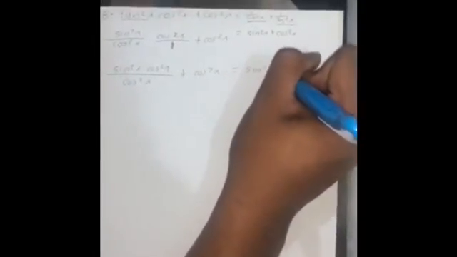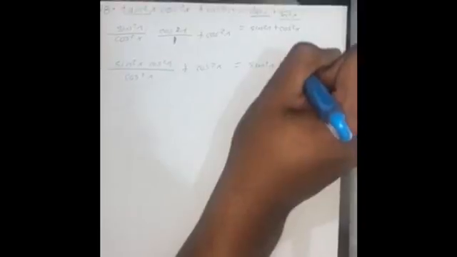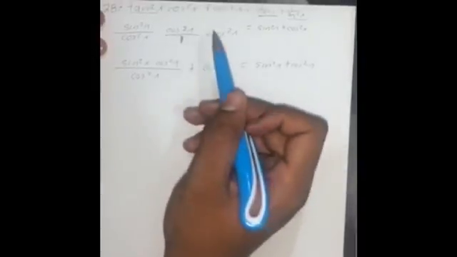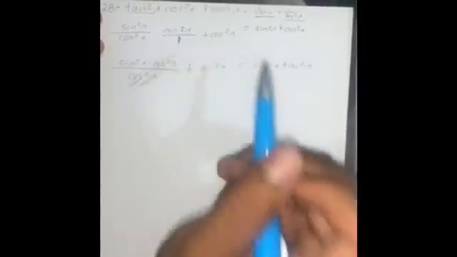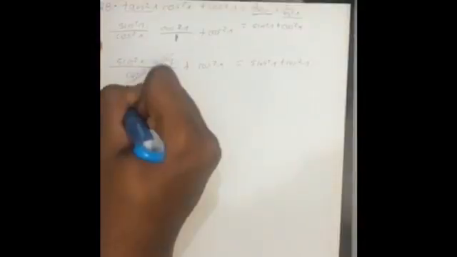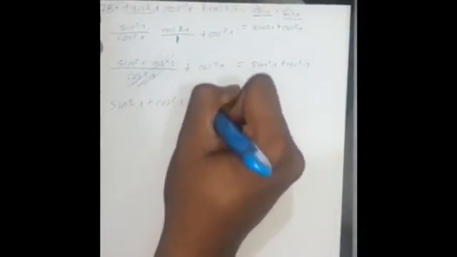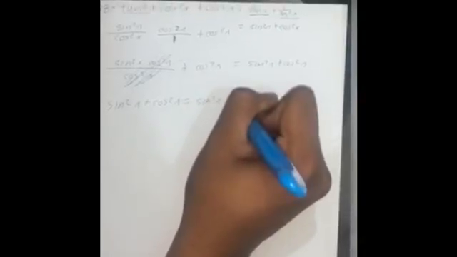Sine squared of x and cosine squared of x. So we can see that if you divide these two, it's going to be equal to 0. So we check them out right there. Sine squared of x plus cosine squared of x, sine squared of x, and cosine squared of x.